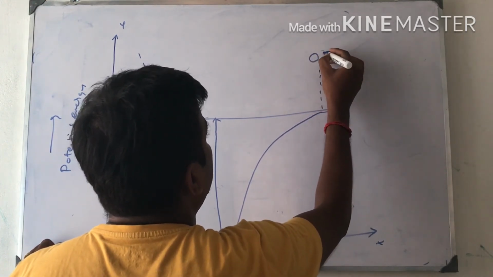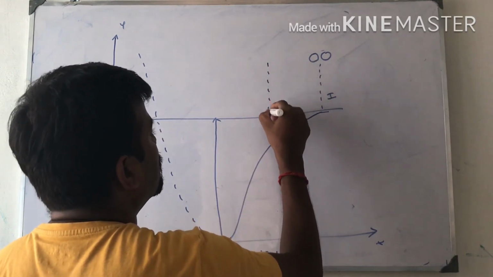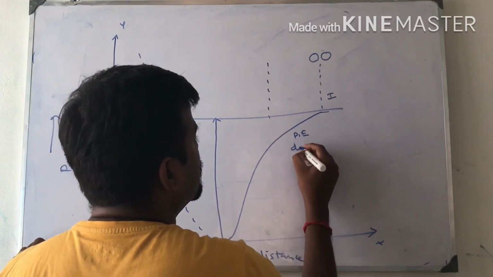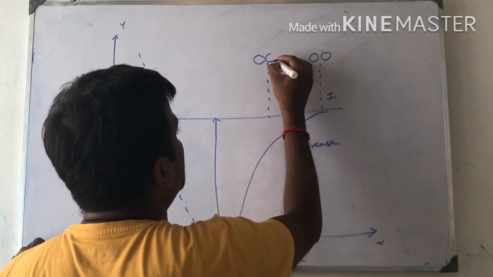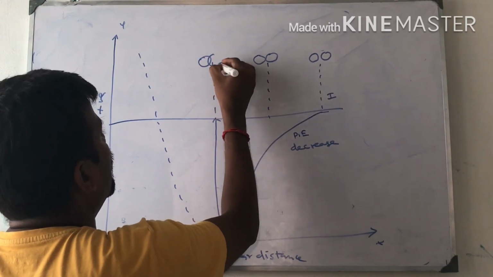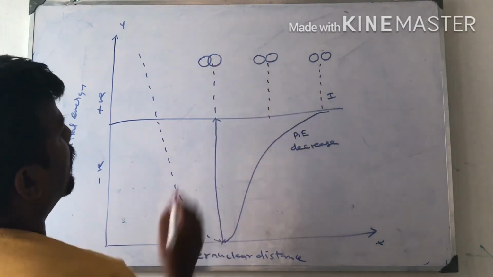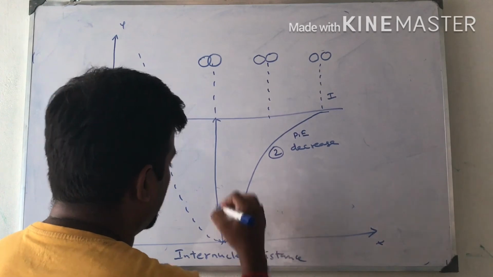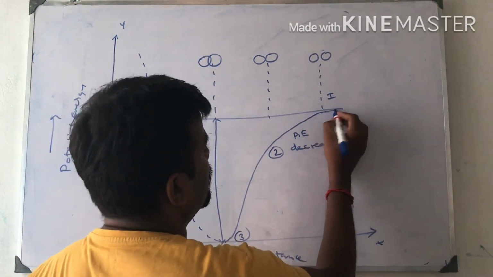Here the electrons are far away from each other. Second condition, electrons come close to each other and the potential energy decreases. Third condition, electrons and the nucleus of the other atom attract each other. This is the second one, third one, and this is the fourth one. Now I am going to explain all these things.